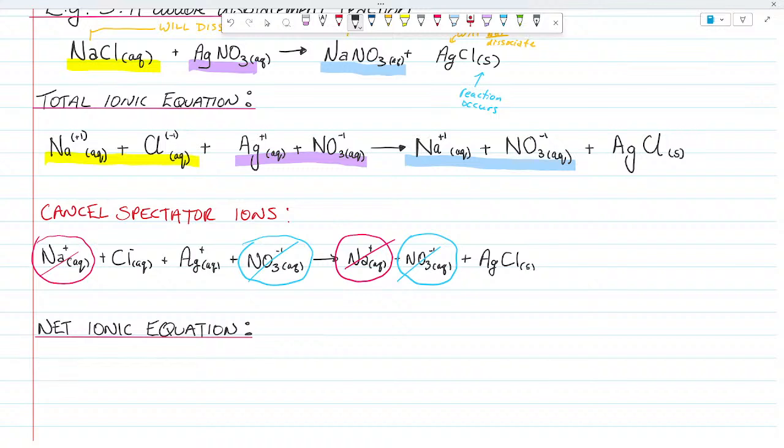What's actually happening? Well, what's really happening is that a silver ion, I'm going to change the order of these, and I think you'll see why. A silver ion is floating around, and what's it bump into? A chlorine ion. And when these two things bump into each other, what happens?